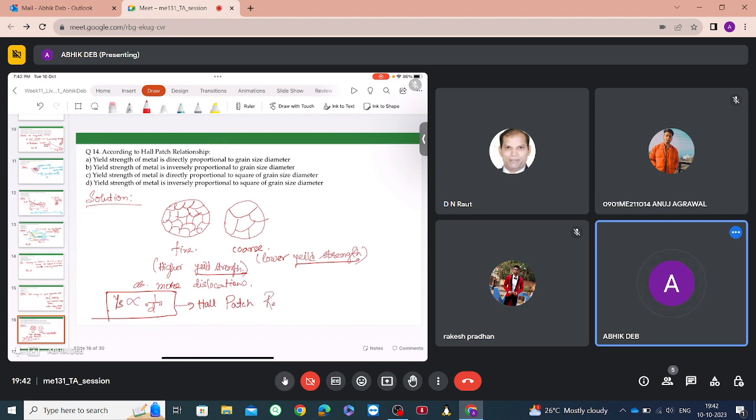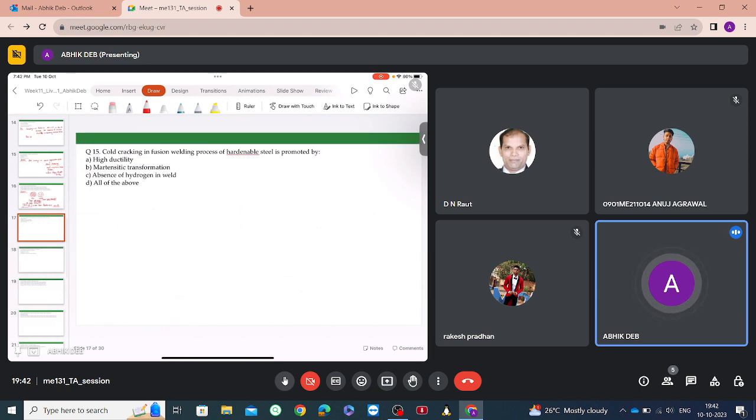So the correct option is inversely proportional to the grain size diameter. That is B. Okay, now coming to the next question.